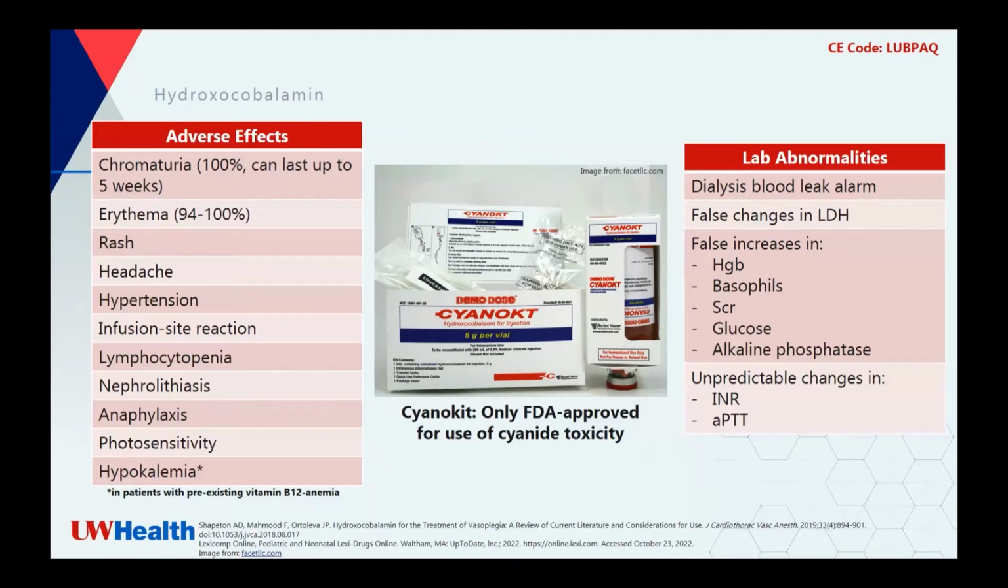CRRT machines are not as affected, so if a patient is really hemodynamically unstable and on CRRT, this isn't as much of an issue. But it also can cause some false changes in LDH, hemoglobin, alk phos, glucose or serum creatinine, and even INR and prothrombin. So as pharmacists, we can help the team recognize these lab abnormalities as potentially due to recent hydroxocobalamin use.